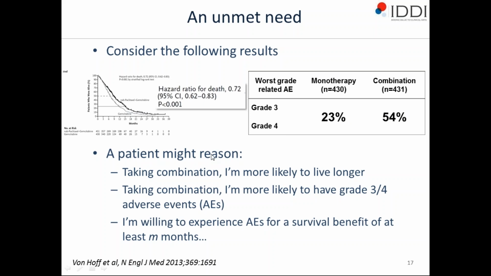So a patient might reason like this: well, if I take combination, I'm more likely to live longer, but I'm more likely to have grade 3, 4 adverse events, and we would have to agree with them. But then he can say, well, I'm willing to experience adverse events, but I would like to have a survival benefit of at least, let's say, M months in order to accept that degree of adverse events. So let's see if this can be tackled by the new method. And so for that, I will pass the mic over to Mark.